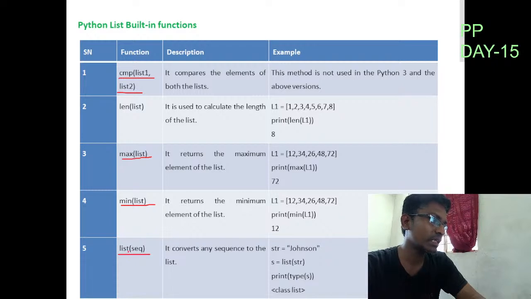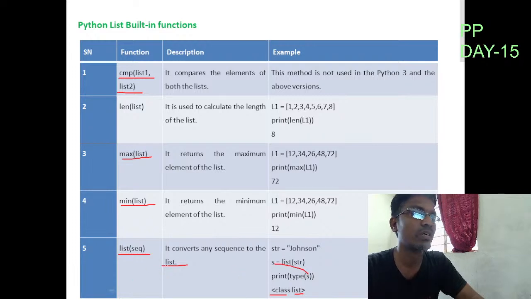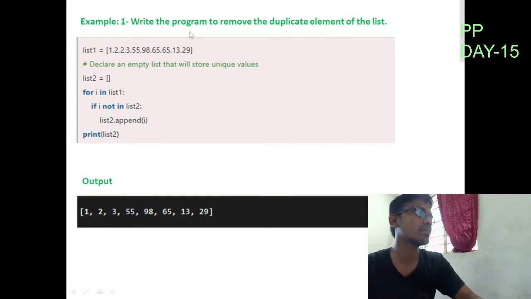And by using list followed by a sequence, it will convert any sequence to a list. So for example, str is equal to Johnson and s is equal to list of str. Then print type of variable s. Then I got the output: it is a class object, it is a list data type. So it is not a string data type, it is a list data type. So for converting any sequence to a list, you have to use the list function. So this is an example.